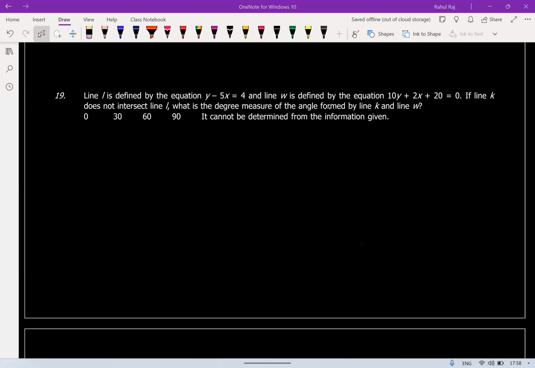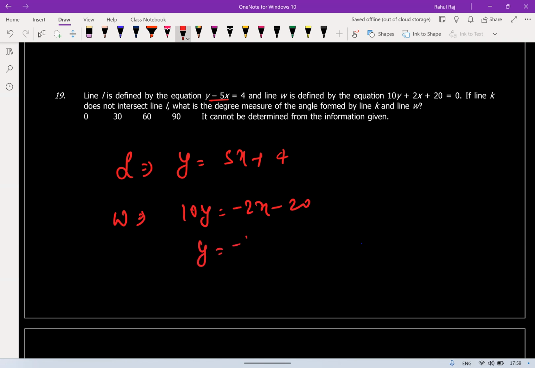Right. Line L is defined by this equation. That is, what is line L? Y is equal to minus 5x plus 4. Always convert any line into the form y is equal to mx plus c, so that it becomes much easier for you to identify. So this is line L. What is line W? 10y minus 2x minus 20. That is y is equal to 1 by 5x plus 2. So this is line W and this is line L.